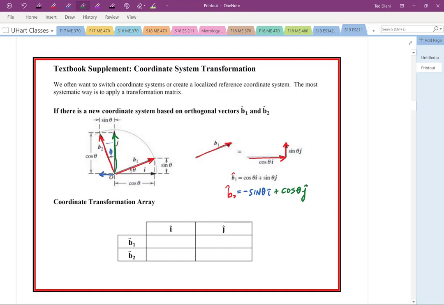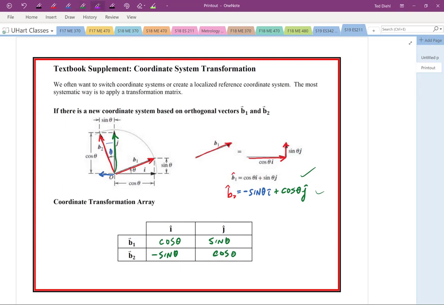And what we end up with, if we write out these two equations here in this little matrix we've set up here, we get cosine of theta, sine theta, negative sine theta, and cosine theta. And one of the things we notice is that it's almost symmetric. It's not quite symmetric because you have the negative sign in there.